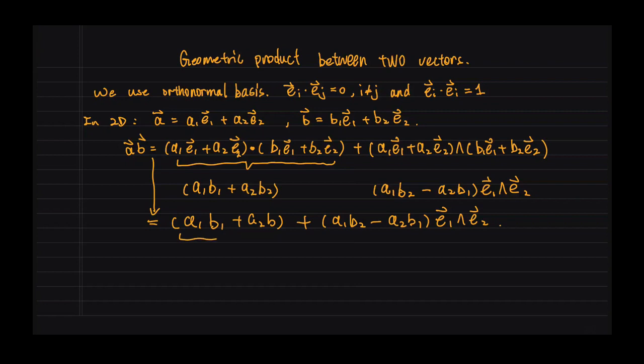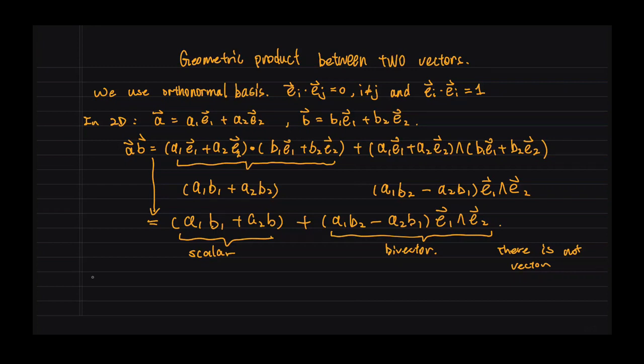One thing to notice, this is a scalar, and this is a bivector. And there's no vector. One thing to notice is that in the geometric product between vectors, there is no vector. Yeah, we have a scalar, we have a bivector, and there's no vector. There is no vector, yes.